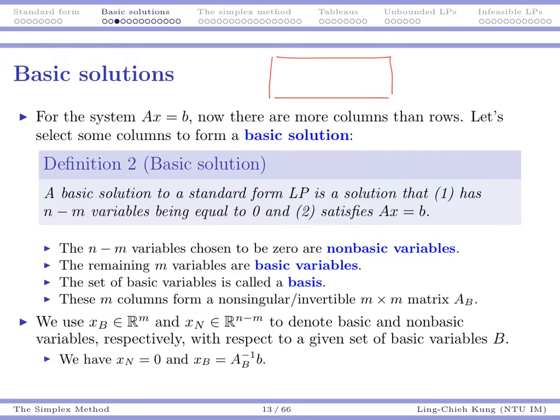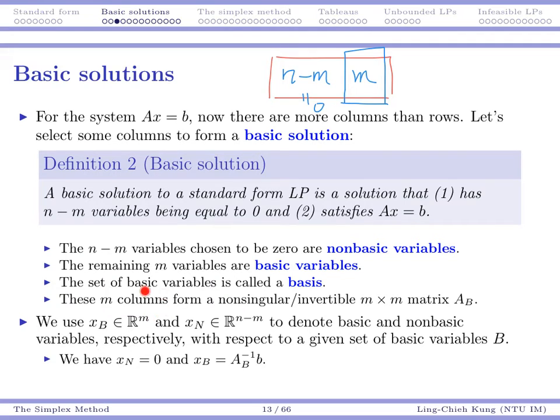So graphically, that just means if I have a linear system like this, then I'm going to split the matrix into two parts. For these n minus m variables, I'm going to set them to 0. For the other m variables, or m columns, I'm going to solve an m by m linear system to get typically a unique solution. So we call those n minus m variables chosen to be 0 non-basic variables. The others are basic variables, and the set of basic variables is called a basis in linear programming.